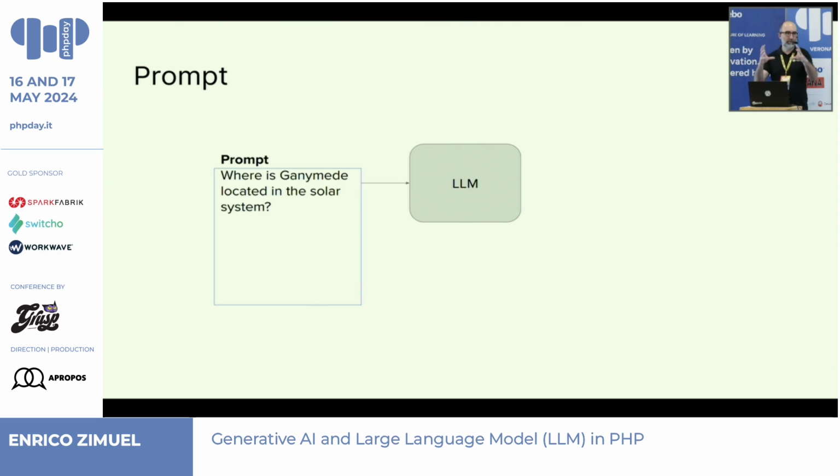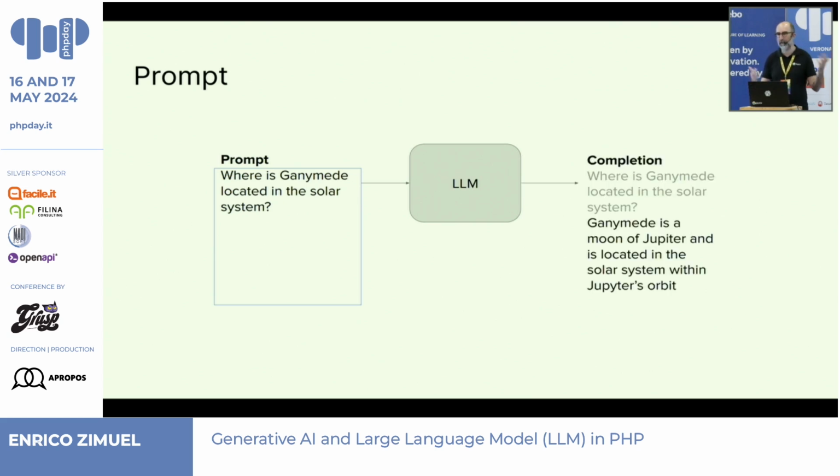So the prompt is the input. We can ask something like, where is Geminate located in the solar system? And the model hopefully will give an answer, if it knows about the data. Sometimes it can hallucinate, because the model is trying to complete the sentence, and sometimes it invents the response, because the model itself doesn't know anything about the topic.